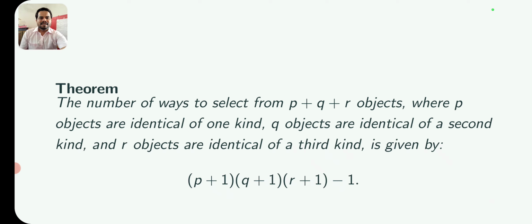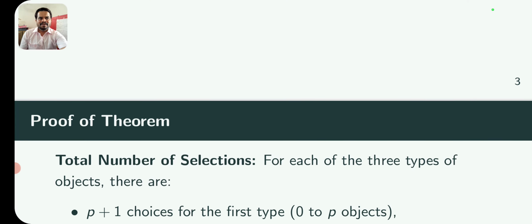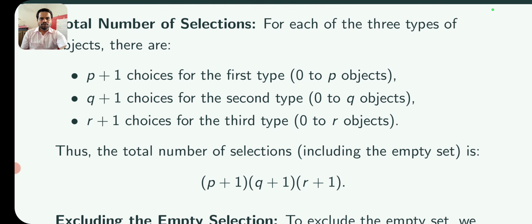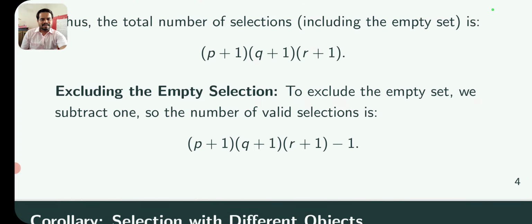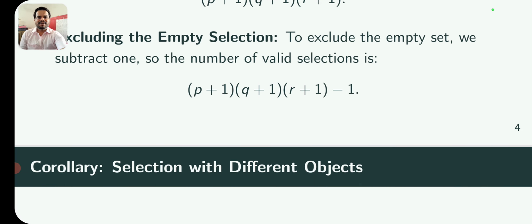For the total number of selections, for each of the 3 types of objects there are P plus 1 choices for the first type, that is, 0 to P objects; Q plus 1 choices for the second type, 0 to Q objects; and similarly R plus 1 choices for the third type, 0 to R. So the total number of selections including the empty set is (P plus 1)(Q plus 1)(R plus 1). Now excluding the empty selection, we subtract 1. So this is the result we have shown for selection of items with identical objects.